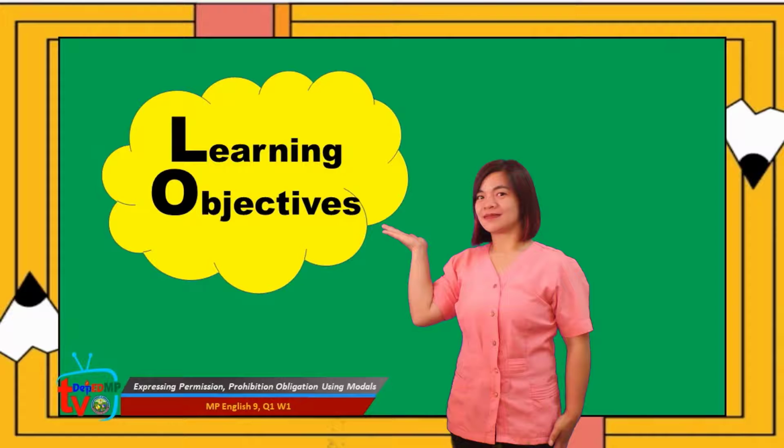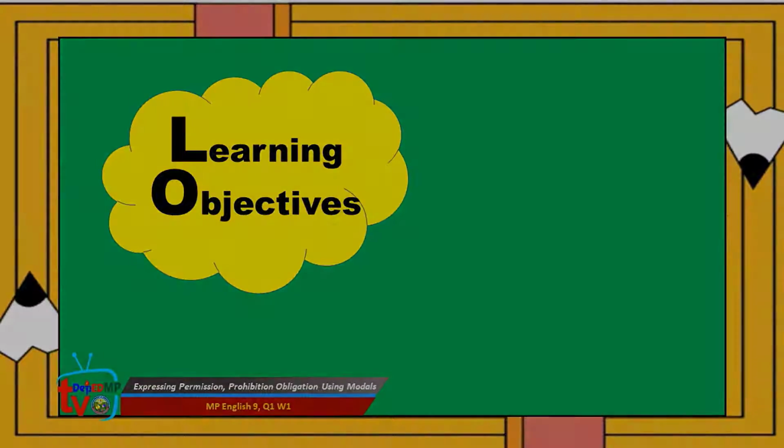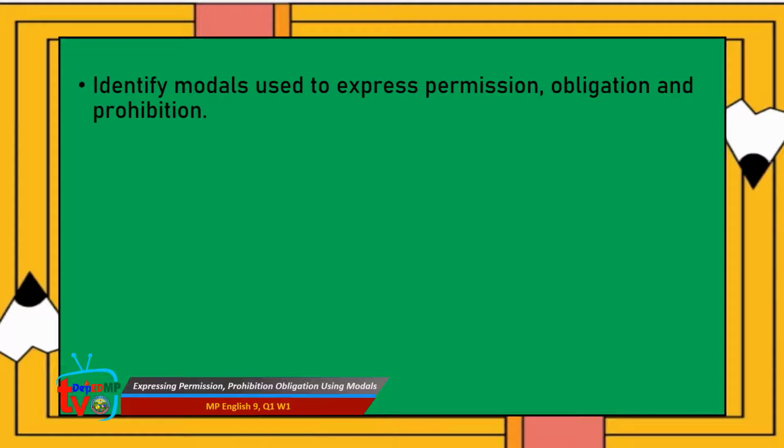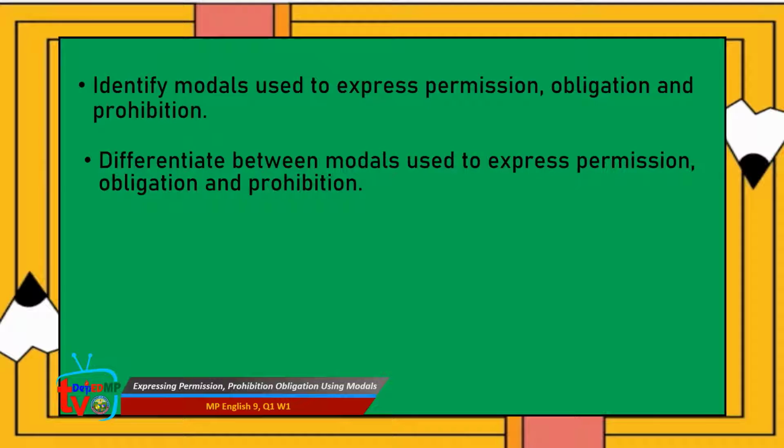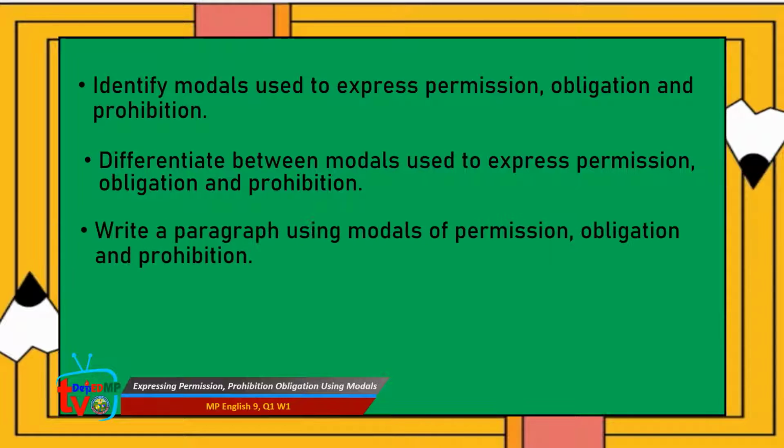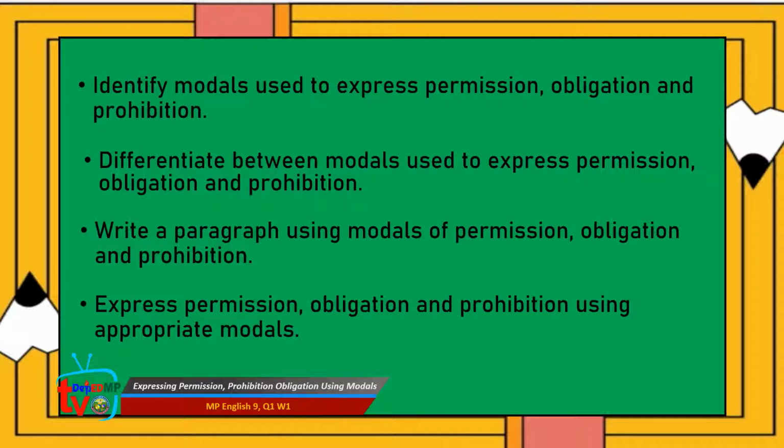But before we proceed with our discussion, let us check first our learning objectives. First, identify modals used to express permission, obligation, and prohibition. Second, differentiate between modals used to express permission, obligation, and prohibition. Third, write a paragraph using modals of permission, obligation, and prohibition. And fourth, express permission, obligation, and prohibition using appropriate modals.